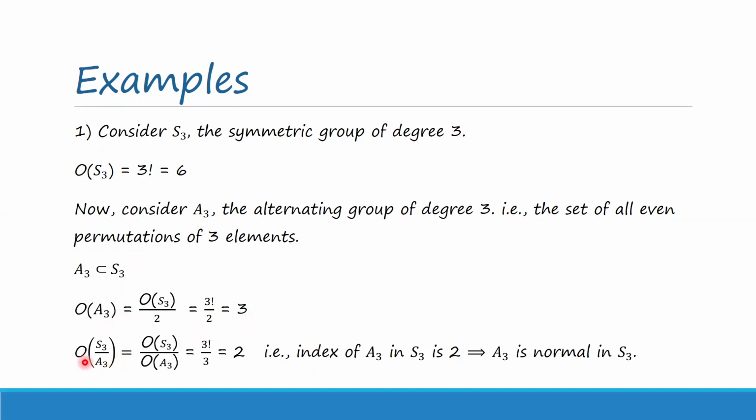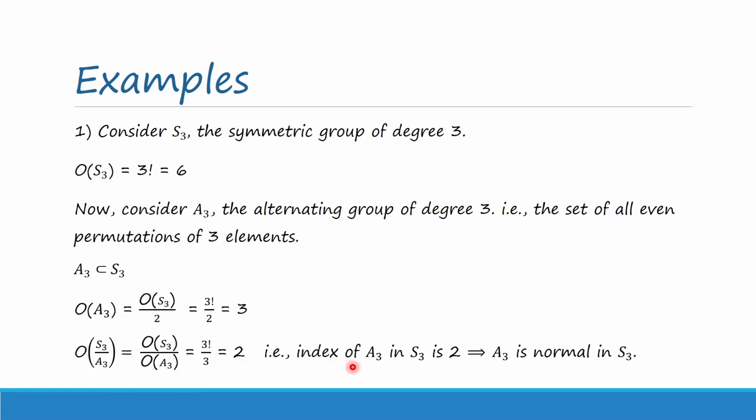And if I want to calculate the order of S3 by A3, it is the order of S3 divided by the order of A3. That is the index of A3 in S3. So it is 3 factorial by 3. So you get 2. And 2 is also a prime number. Therefore, this S3 by A3 will be abelian.